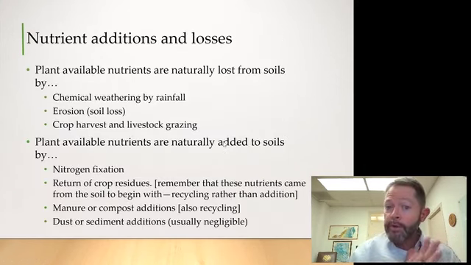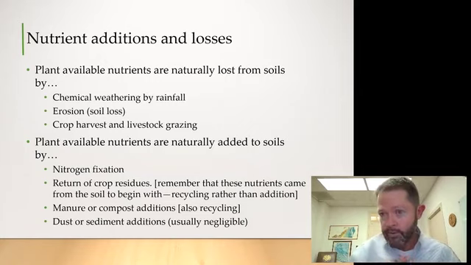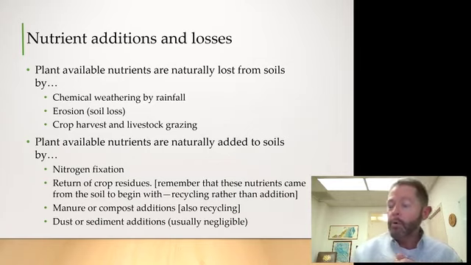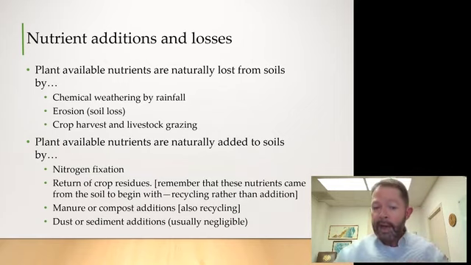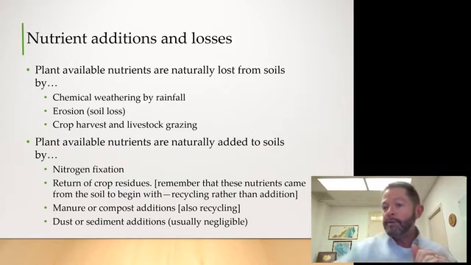So plant available nutrients are also naturally lost from soils by chemical weathering by rainfall, erosion, and crop harvest and livestock grazing. The first one, chemical weathering, we have relatively little control over, but we do have some control over erosion of soil and then how much nutrients removed by crop harvest. Plant available nutrients can be added to soils through natural processes by nitrogen fixation, return of crop residues, adding manure or compost, and dust that comes naturally.